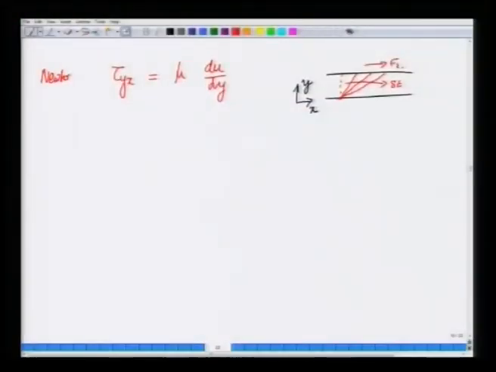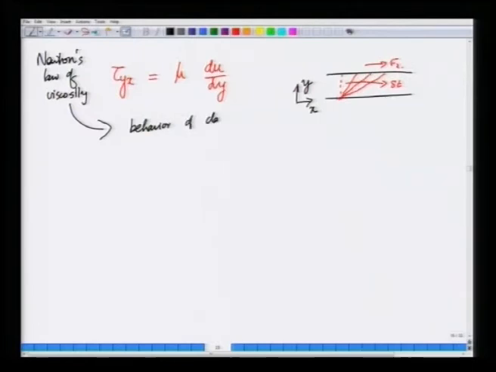So, a Newtonian fluid, or Newton's law of viscosity, let me write this as Newton's law of viscosity, is merely a behavior of a class of fluids, materials. It is not a fundamental law, and of course there are fluids which need not obey Newton's law of viscosity.